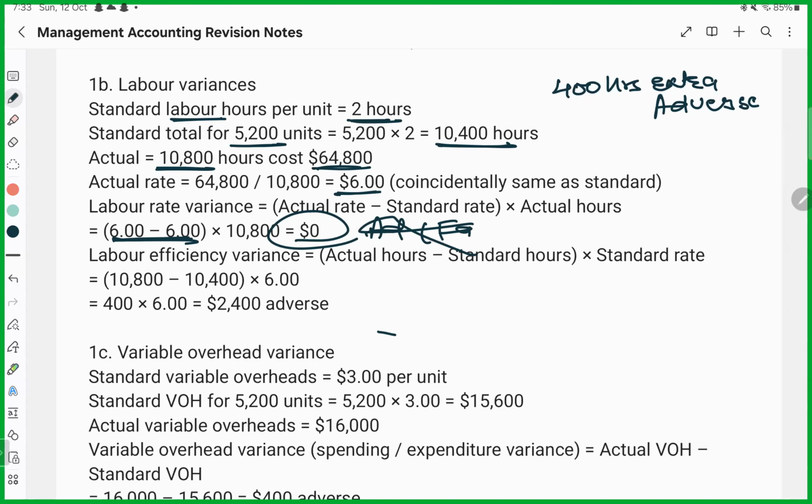In terms of labor efficiency, we should have done the work in 10,400 hours, but we have actually incurred 10,800 hours. This means I have used extra 400 hours. These 400 hours have given me an additional hit of 2,400 in my profit. So because of using extra 400 hours, my profit is going down by 2,400 rupees.